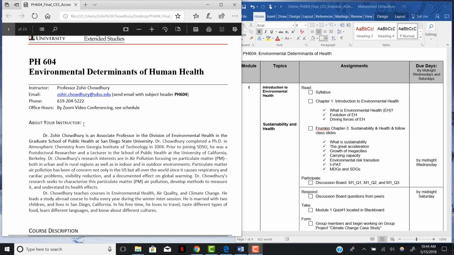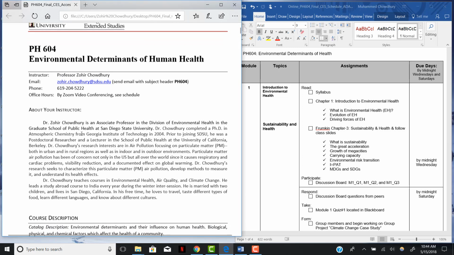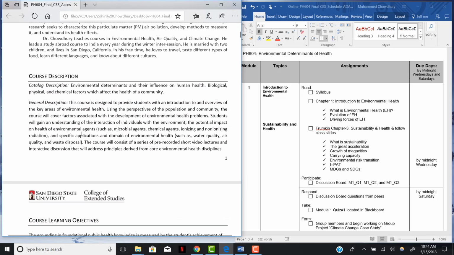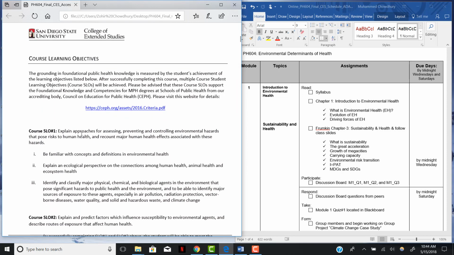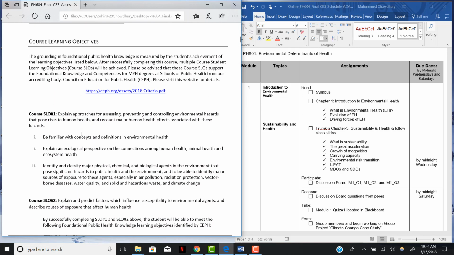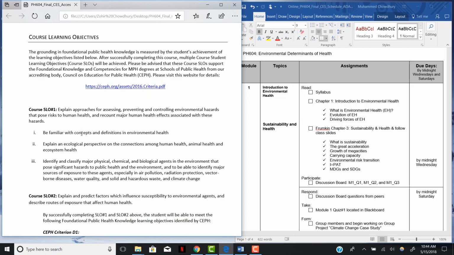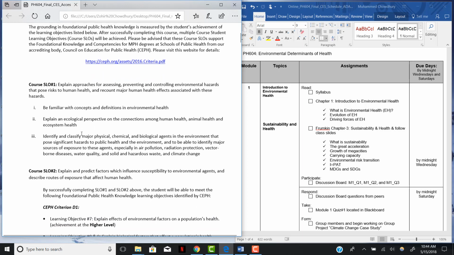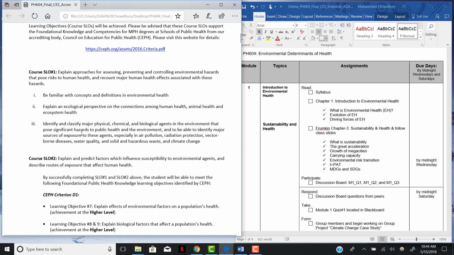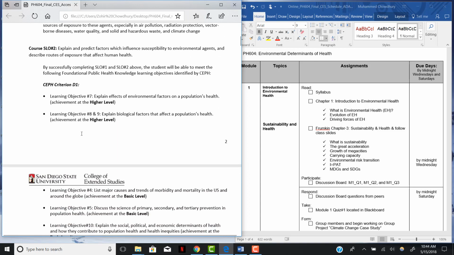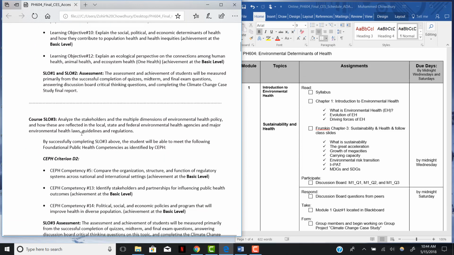So here I have the syllabus projected on this side, and you can see details about me, details about the course description, followed by the course learning objectives. I highly recommend that you spend some time reading over these course learning objectives. They meet the accreditation criteria for the Council on Education for Public Health, known as CEPH, and they are mapped with the CEPH criteria, so you can see in here what you'll be learning and how it maps with the accreditation criteria from the agency.